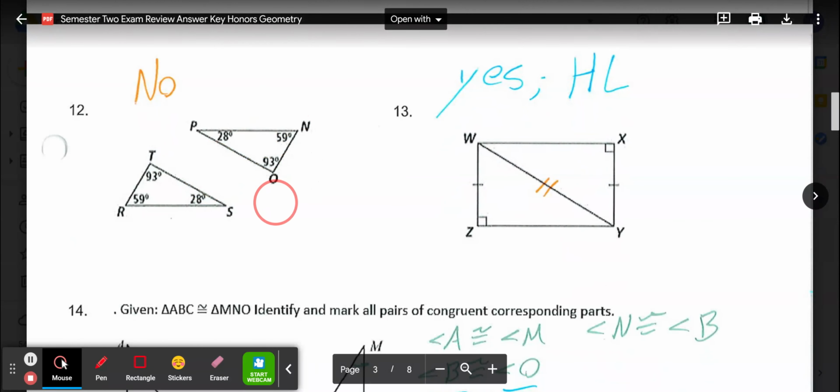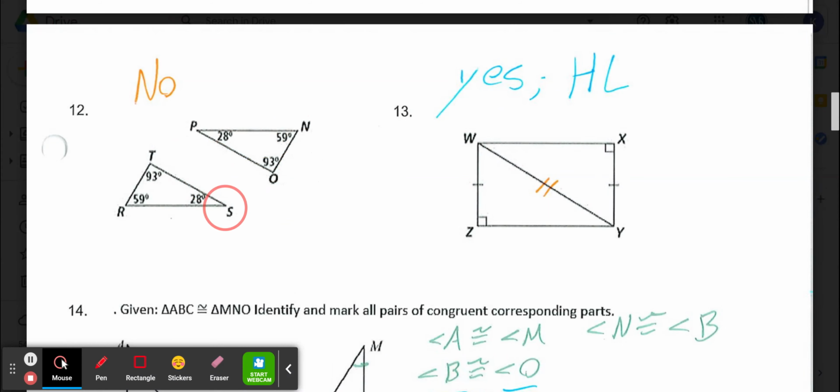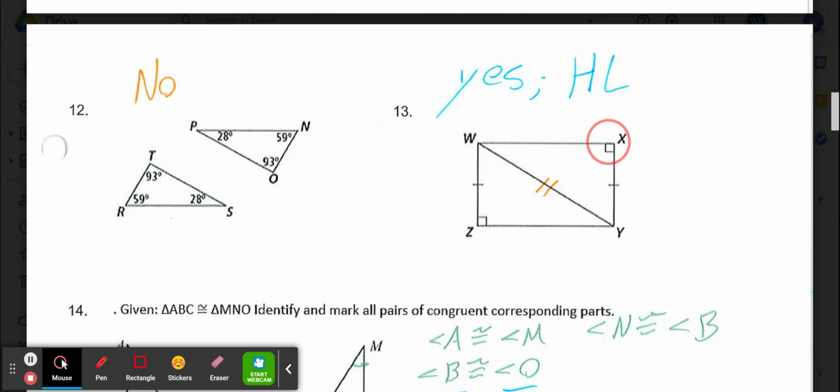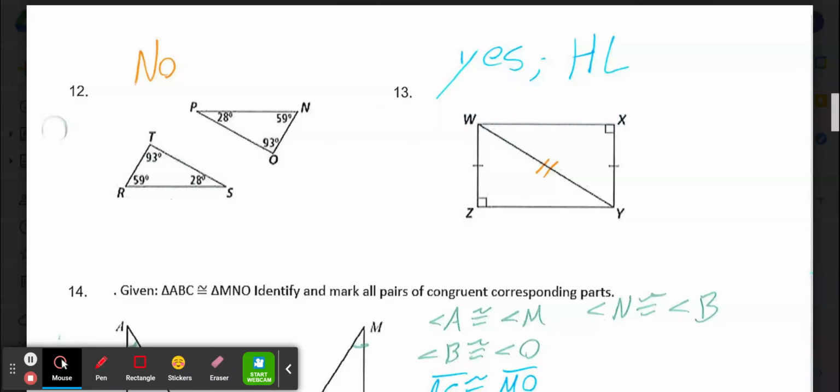In 12, all the angles are equal, so that means the triangles are similar but not guaranteed to be congruent, so that's a no. In 13, we have a 90-degree angle on each. We know a leg that's congruent. They share a hypotenuse, so we could use hypotenuse-leg congruence.